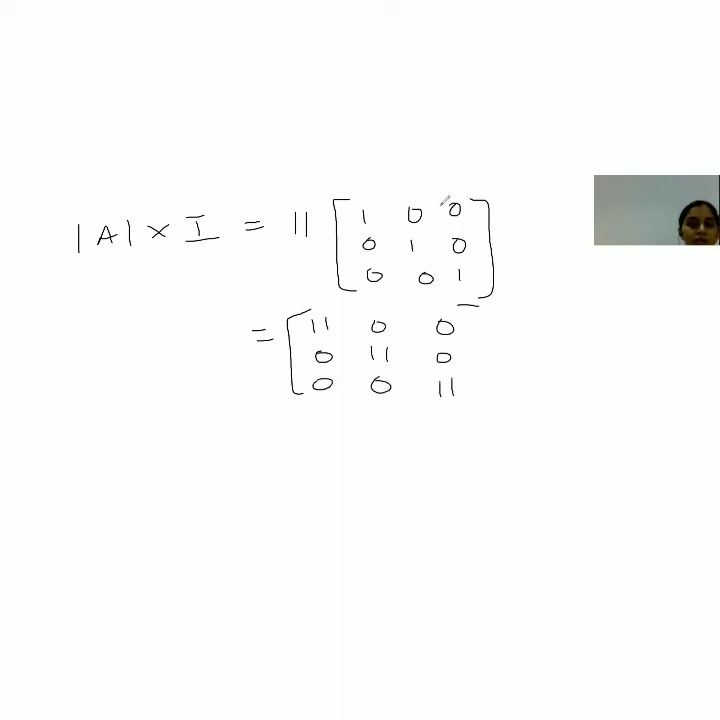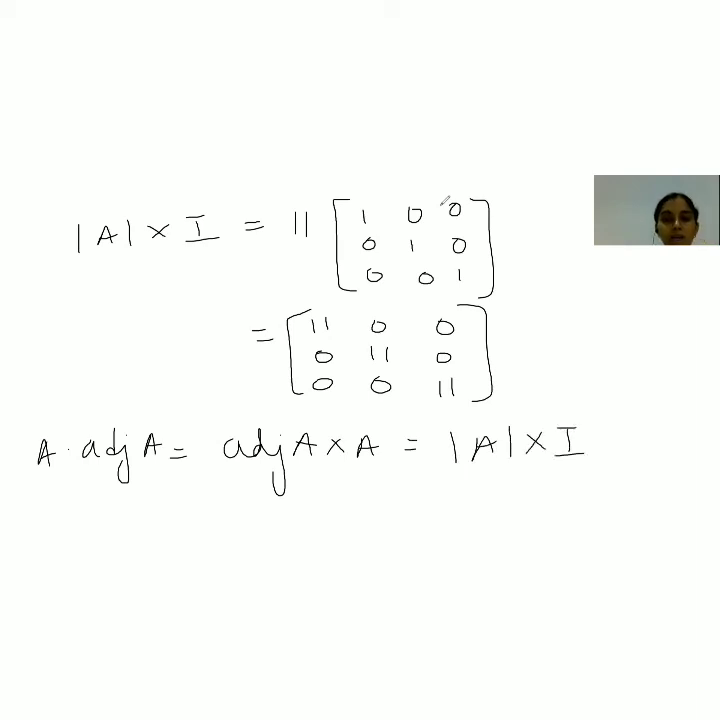It means that we have verified that A into adjoint of A is equal to adjoint of A into A is equal to determinant of A multiplied by identity matrix. I hope this part was clear. We've done this for a 2 by 2 matrix. In a similar manner we do it for a 3 by 3 matrix.